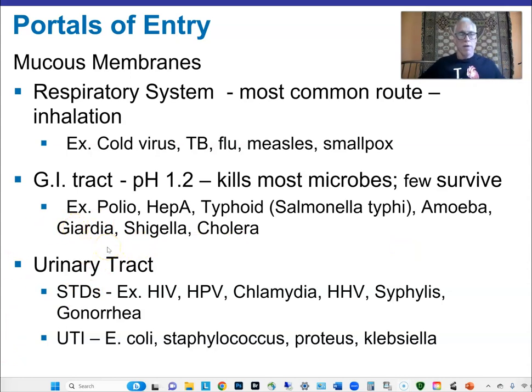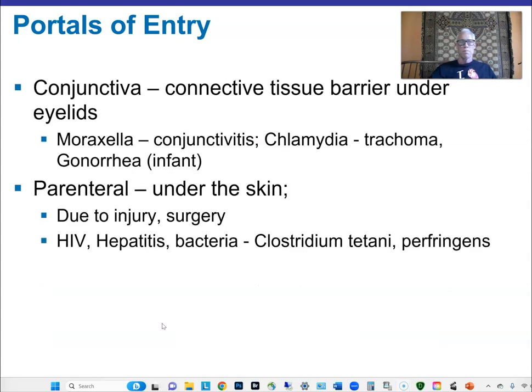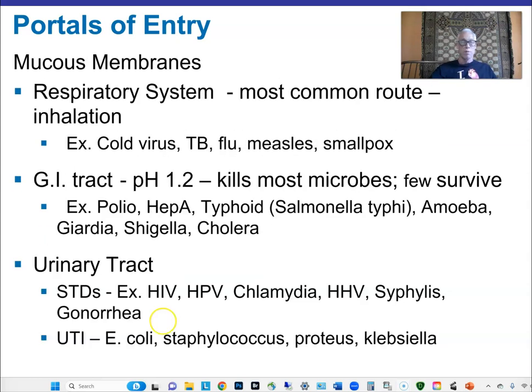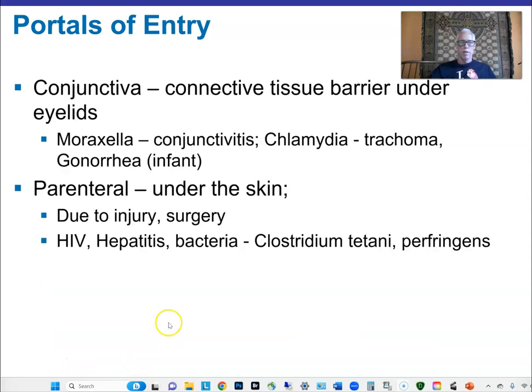Urinary tract: sexually transmitted infections often end up going in through the urinary tract or the reproductive tract. Urinary tract infections are pretty common also, either because of just the transfer of microbes from the colonic region into the urethra, in women, or occasionally men, or by catheterization for various medical procedures, which introduces microbes.